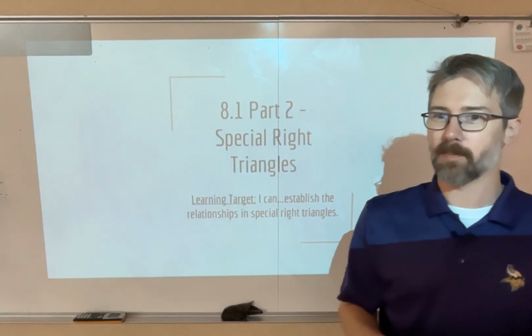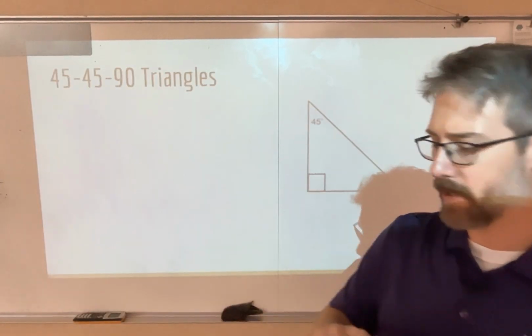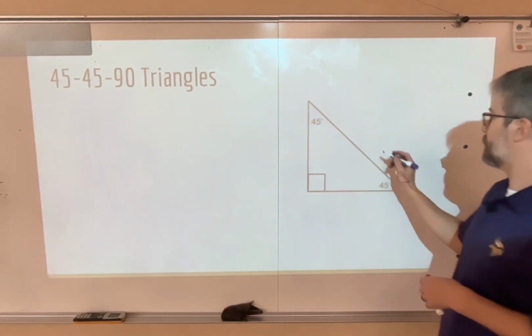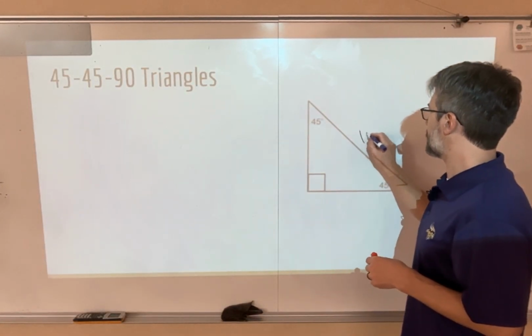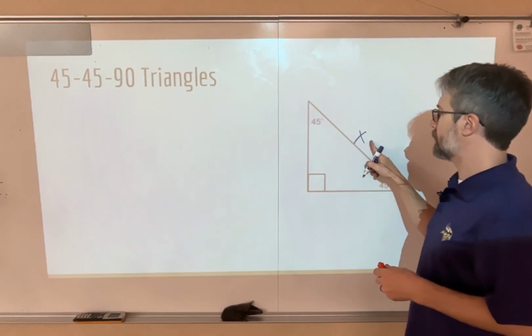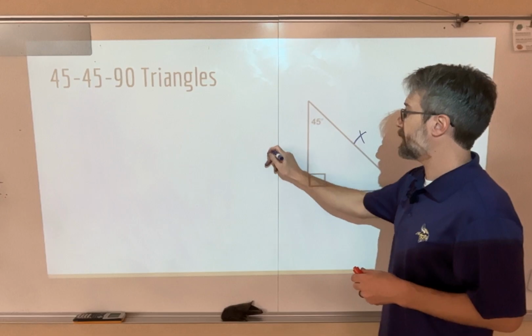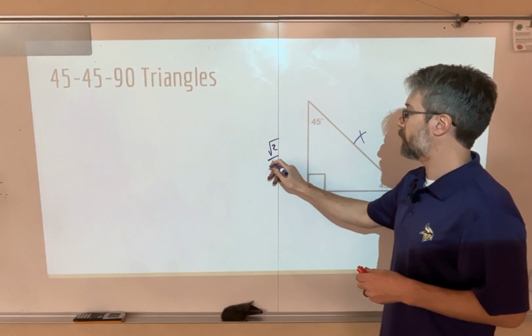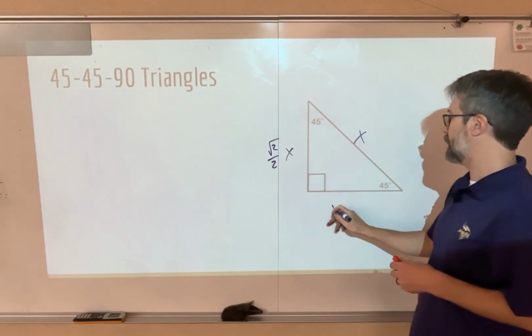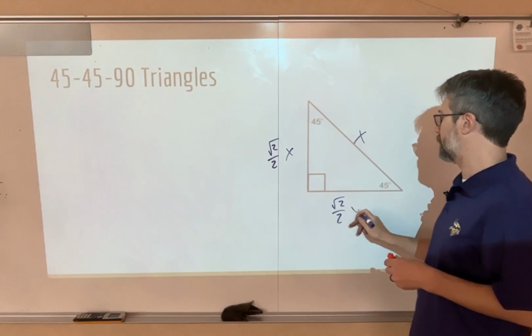In this video we're going to talk about 45, 45, 90 triangles. So a relationship in 45, 45, 90 triangles: if x is our hypotenuse, then these two sides, the legs, they're the same because it's isosceles, and they're the square root of 2 over 2 times x for both of them.